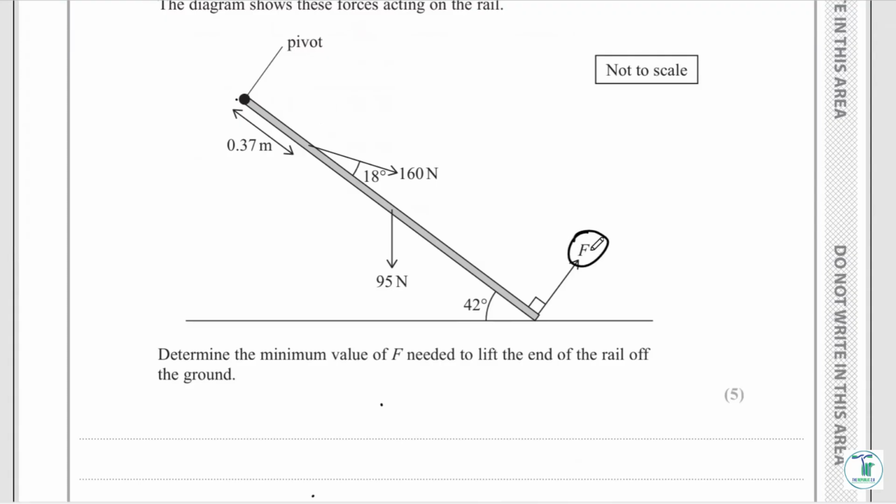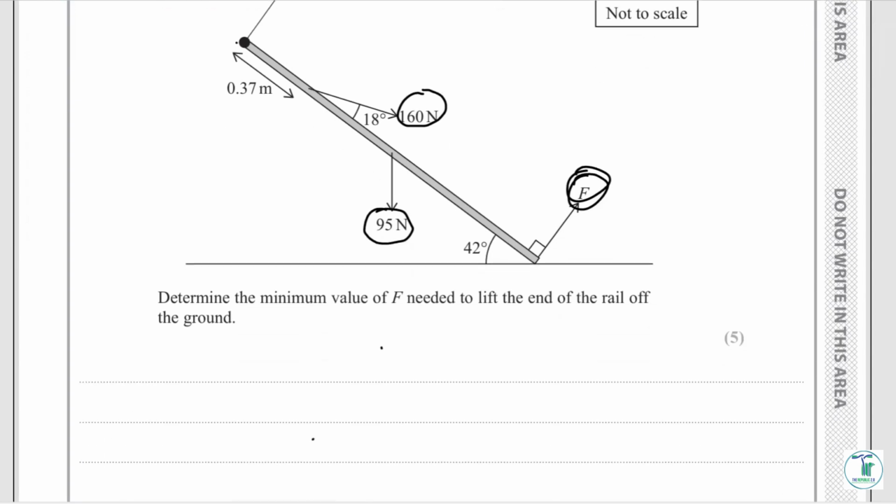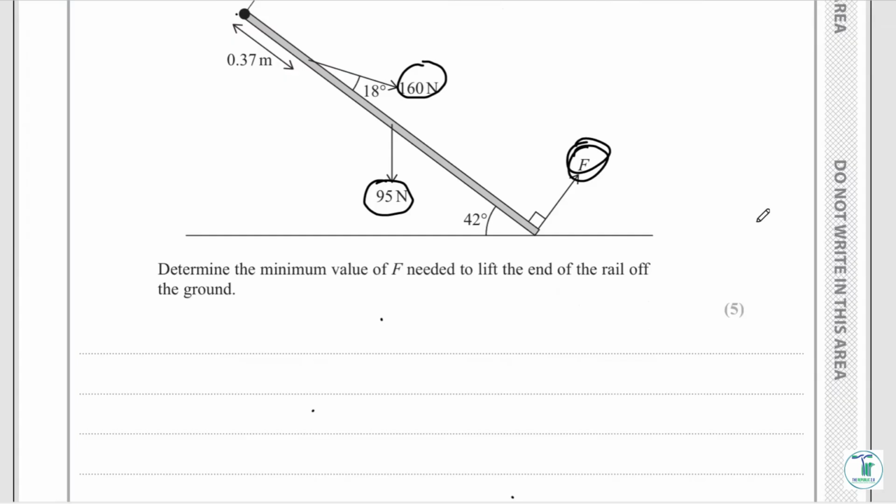So if you need this force, we certainly need to apply the principle of moment. And whenever you're doing a question regarding the principle of moment, you need to identify the number of forces acting on that whole thing. So you've got this 160 Newton, you've got this 95 Newton as the weight, and you've got this force. So we have got three forces. So first of all, we're going to calculate the moment due to these three forces.